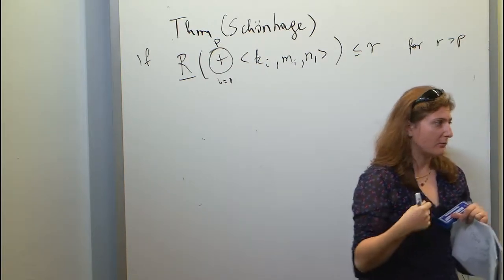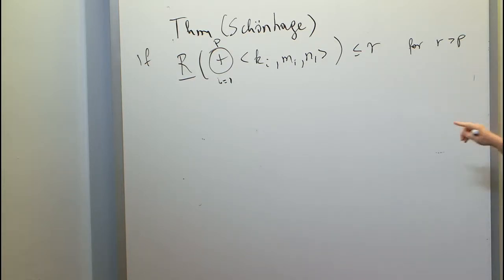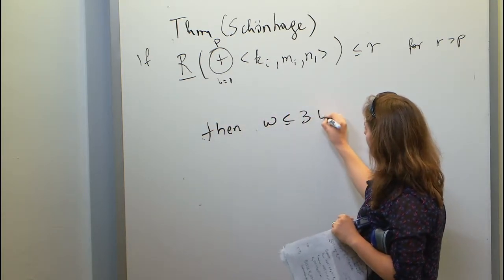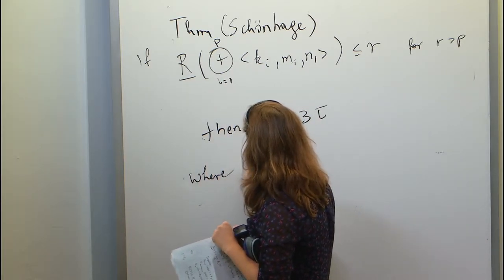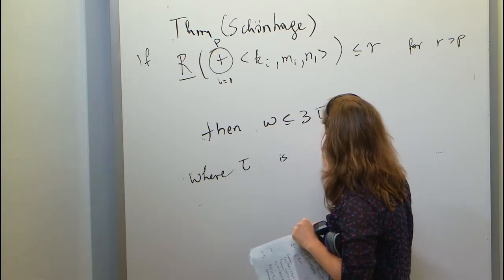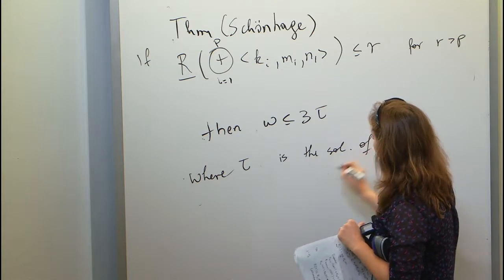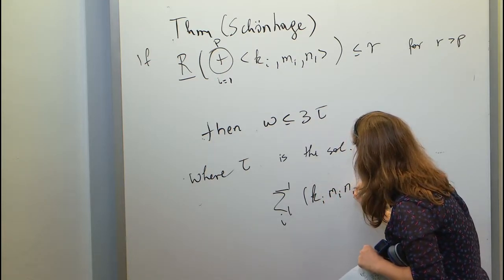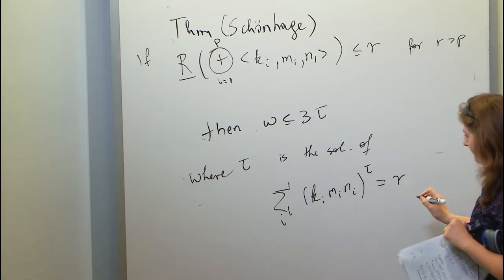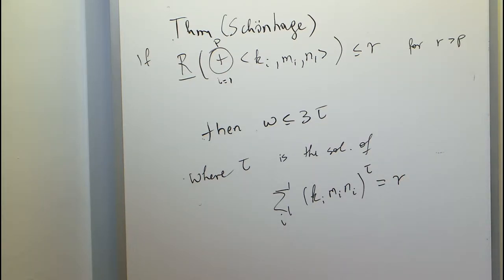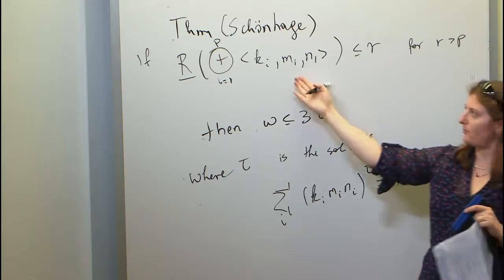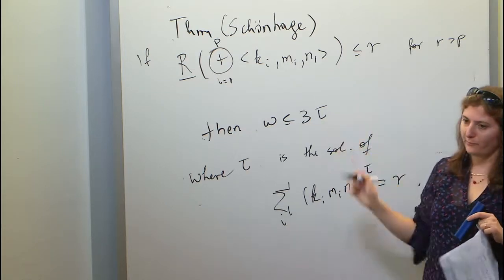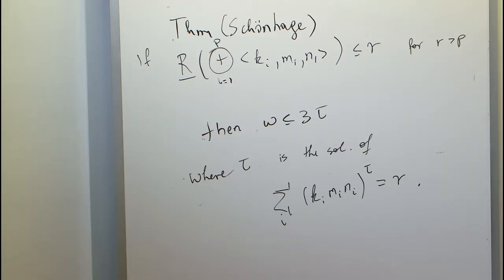So if I have a bound on the border rank of a direct sum of rectangular matrix multiplication tensors, then I can obtain that omega is at most tau, where tau is a solution of the equation with sum of (k_i m_i n_i) to the tau equals R. The important thing is that once I have a bound on something more complicated than a single matrix multiplication tensor, I can derive a new bound on omega. And this is a very powerful tool that we use over and over.